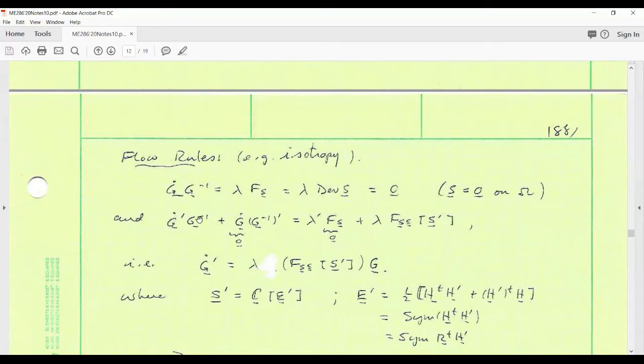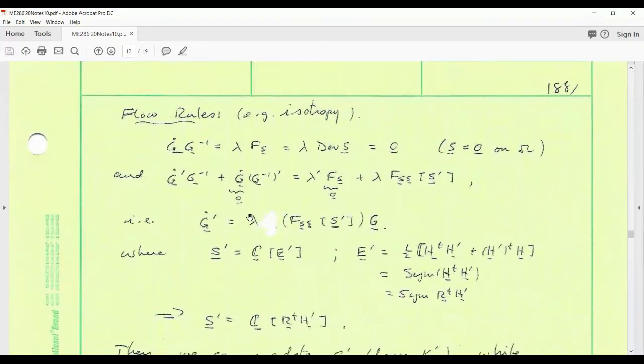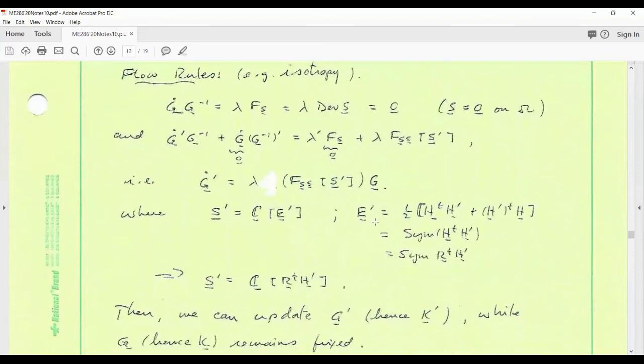If we take a prime of the flow rule, just using the product rule, G dot is 0. Df/dS, which is dev S, is 0 because S is 0 on the midplane. We get lambda, the prime of F_S, using the chain rule. That's just two derivatives of F with respect to S acting on S prime, the through-thickness derivative of S, evaluated on the midplane. So this is the flow rule for G dot prime on the midplane. And so we can forward integrate this in principle, just as we forward integrated the standard flow rule, because G here will be fixed at whatever value it was at time 0.